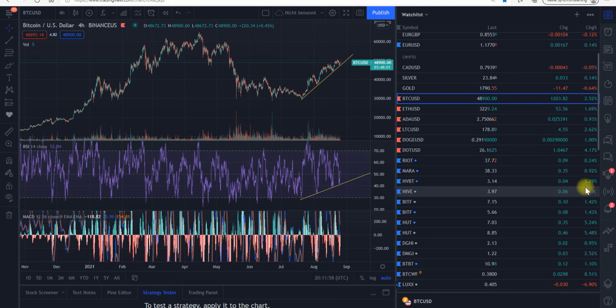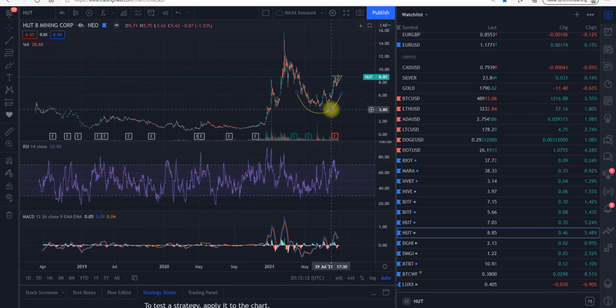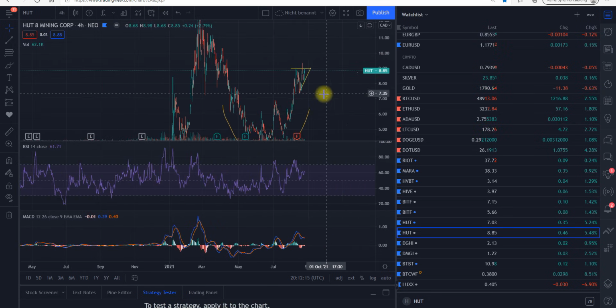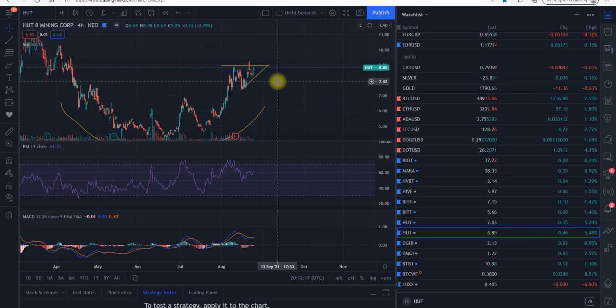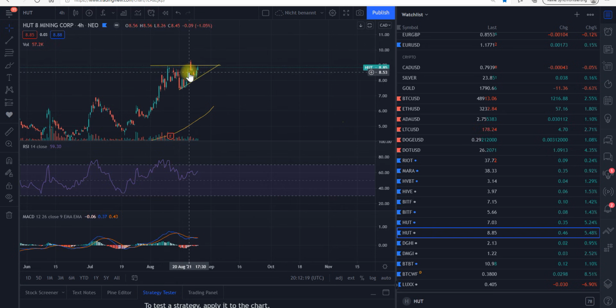Hive, we need the financials from Hive. We should get them tomorrow. Hopefully we get it. Bitfarms, 1% here. Hut8 is doing very good recently. We broke the $9 Canadian here yesterday, but we got rejected, and we are forming this pattern now. So hopefully we get the breakout here again.